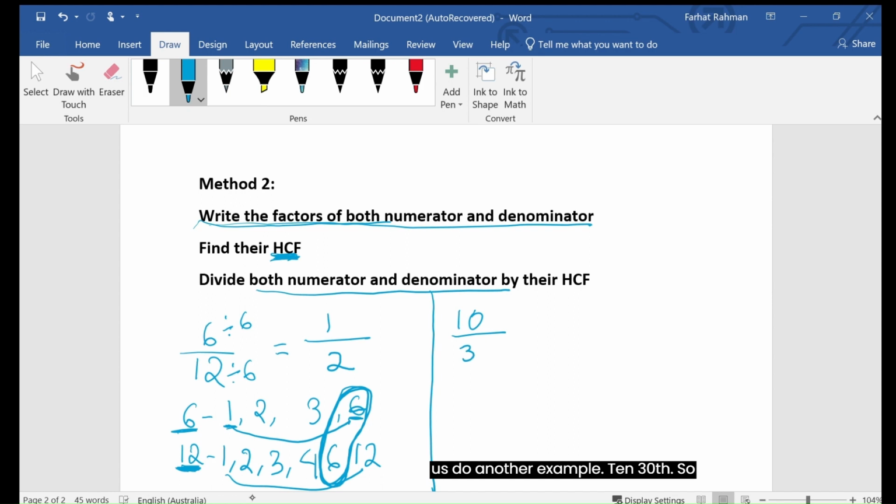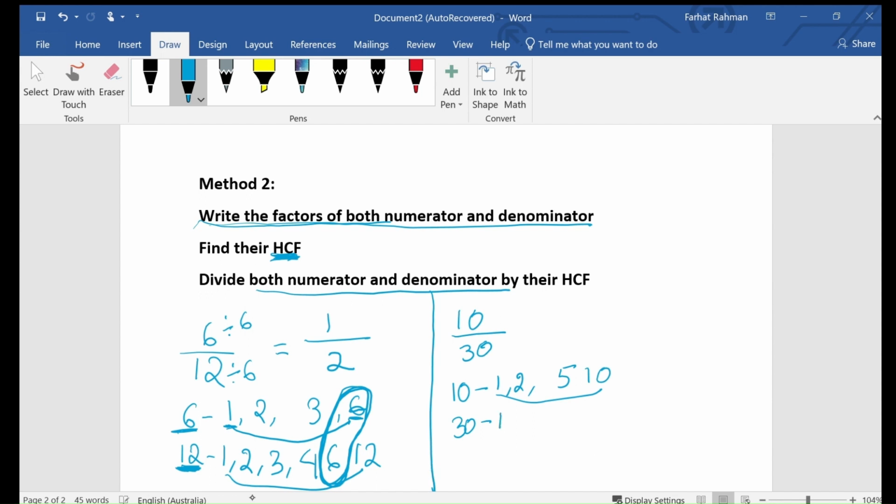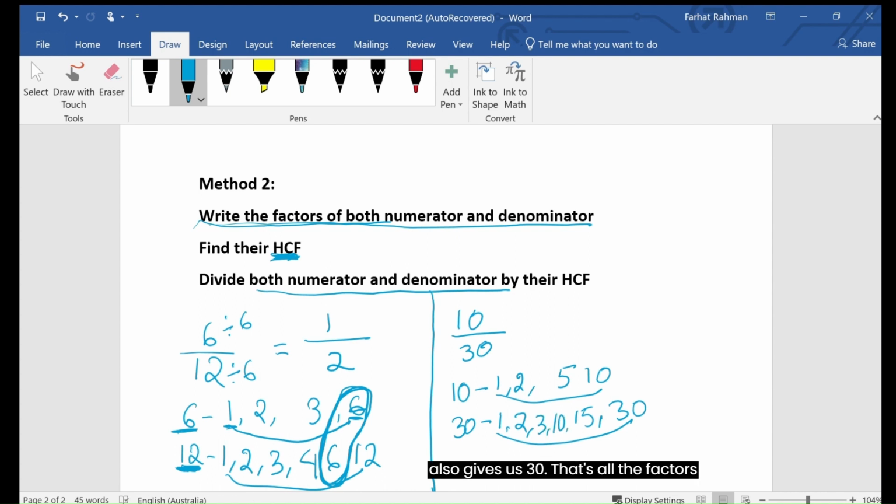Let us do another example, 10/30ths. So my first step would be to list all the factors of 10 and 30. We start with 1 and 10 because 1 times 10 gives us 10. We also know 2 times 5 gives us 10. That is all the factors of 10. Let us list the factors of 30 now. 1 times 30 gives us 30. We also know 2 times 15 gives us 30. And 3 times 10 also gives us 30. That's all the factors of 30.